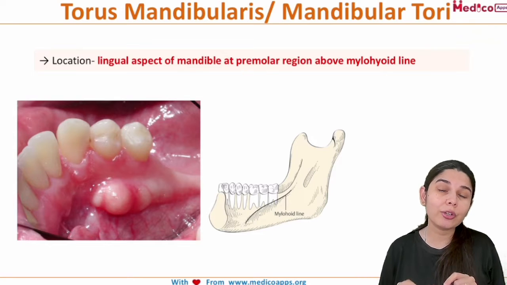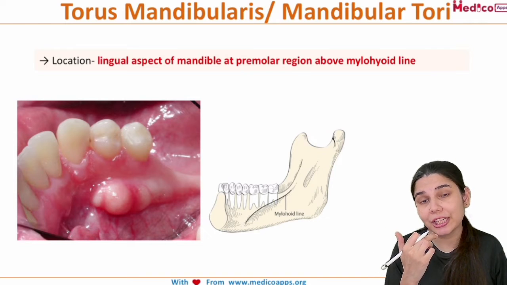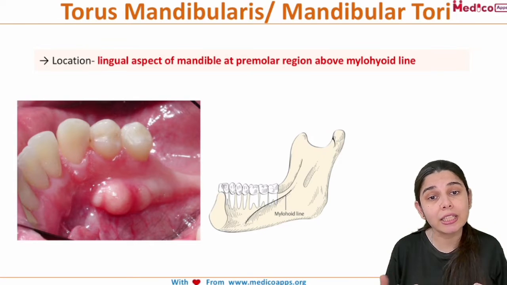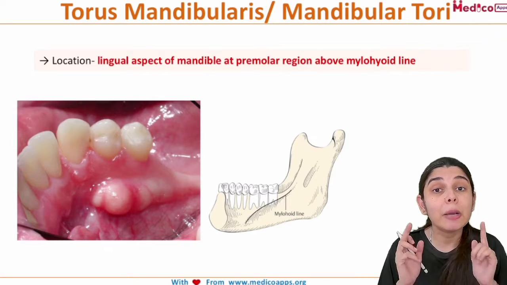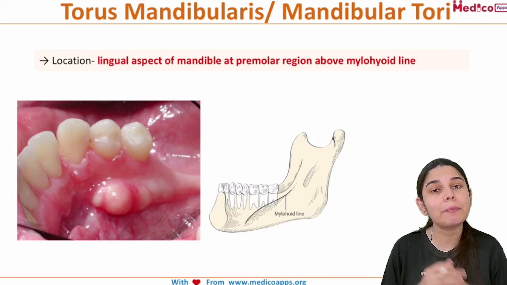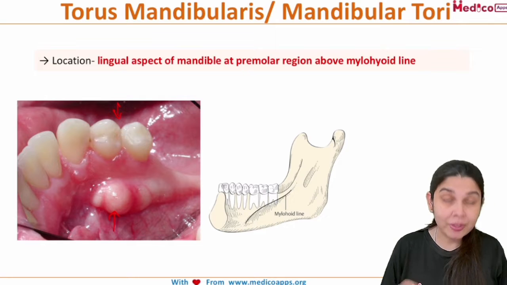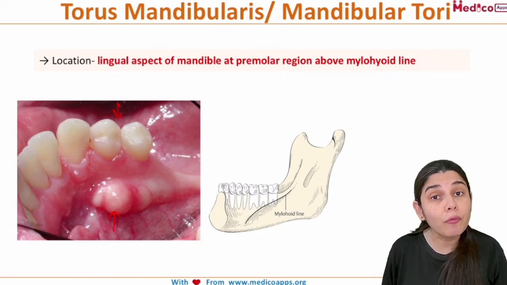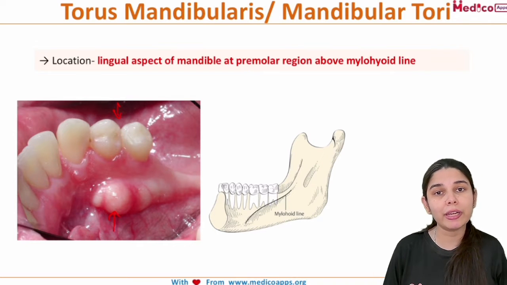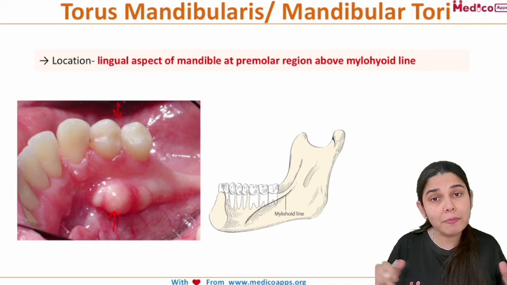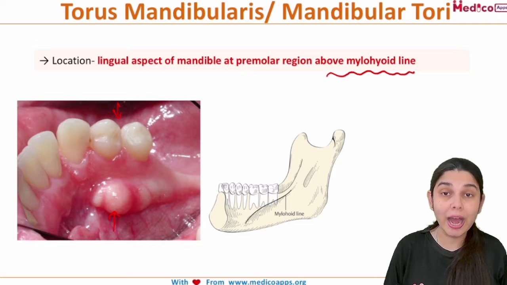As I have told you, it is present on the lingual aspect. That means below the mandibular section at the lingual, that is the tongue section. It is present on the lingual aspect of the mandible at the premolar region. As you can see, these are the premolar regions, and this is the Torus mandibularis, the bony overgrowth which you are seeing. But a more particular point is that this bony overgrowth is present above the mylohyoid line.